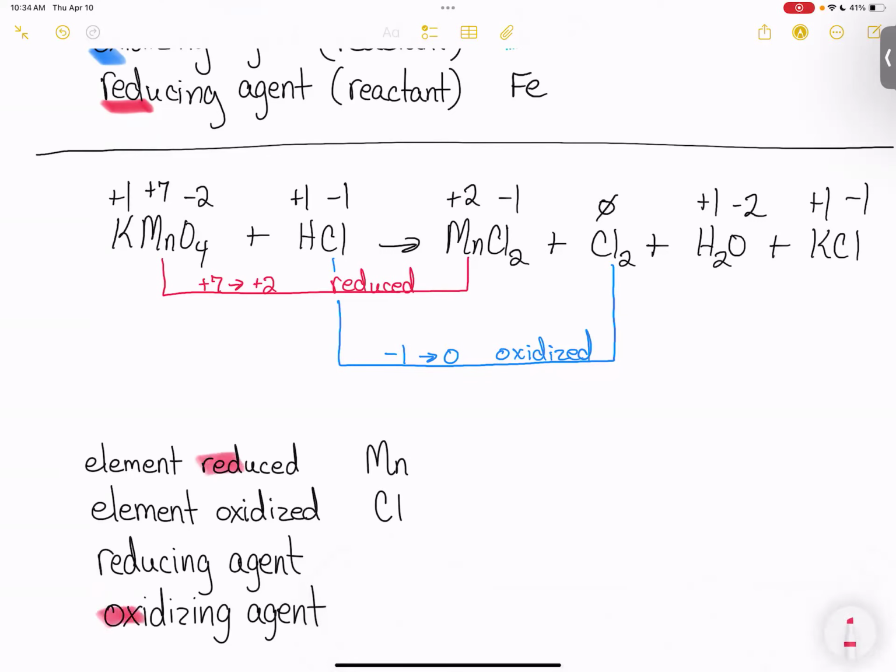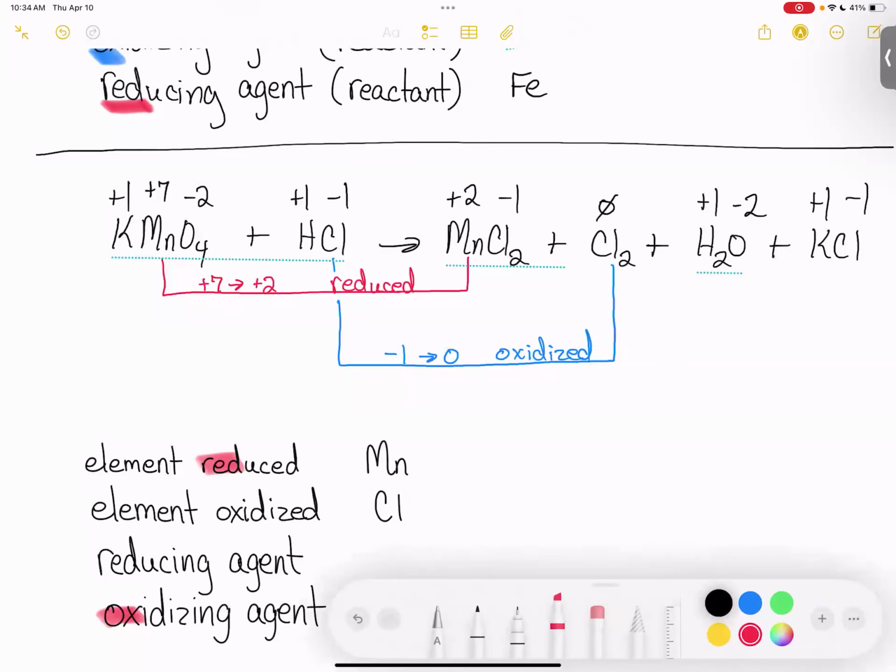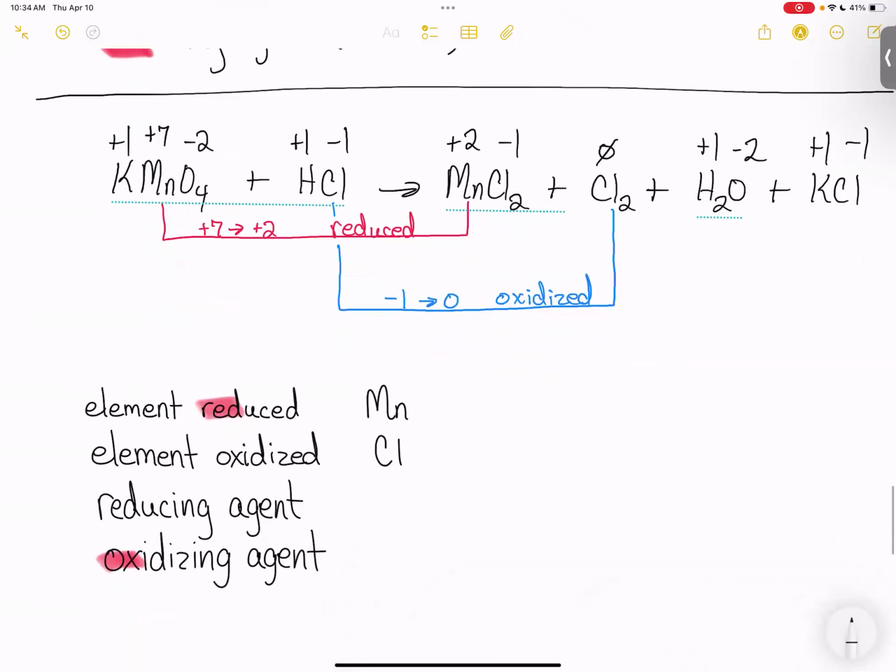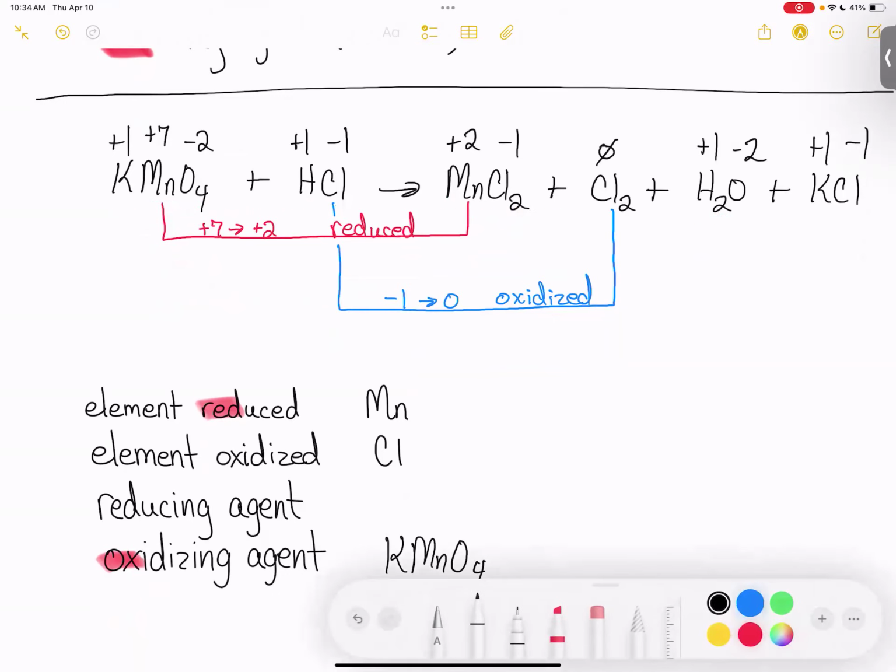Redox. So manganese is in the agent that is the oxidizing agent. What is the oxidizing agent then? KMnO4. Again, redox. So the oxidizing agent has the element reduced, and the element oxidized is in the reducing agent. So who is the reducing agent? HCl.